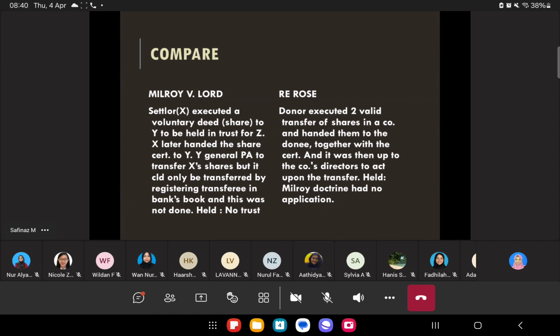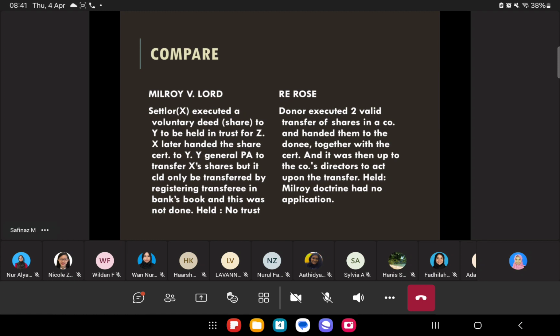So dalam kes ini mahkamah kata the trust is incompletely constituted. It's not completely constituted. Therefore, beneficiary of the trust tidak ada hak untuk tuntut daripada pemegang amanah. Okay. Compare kes ini dengan REROS.